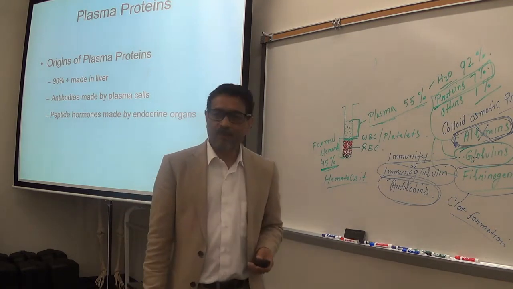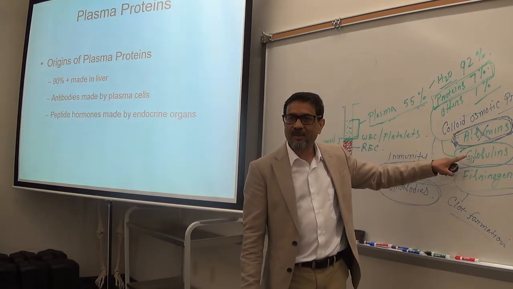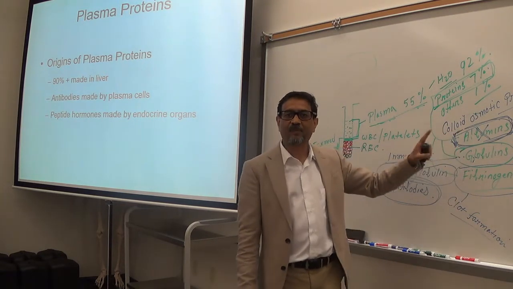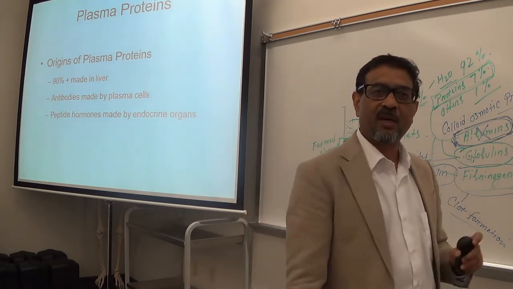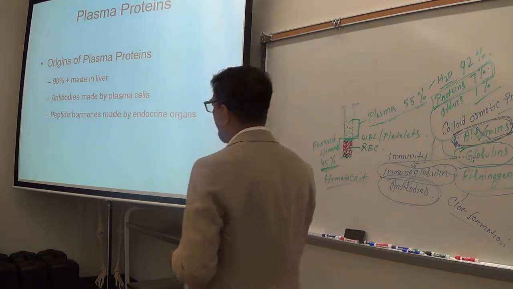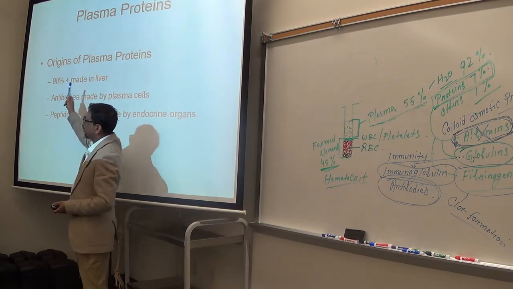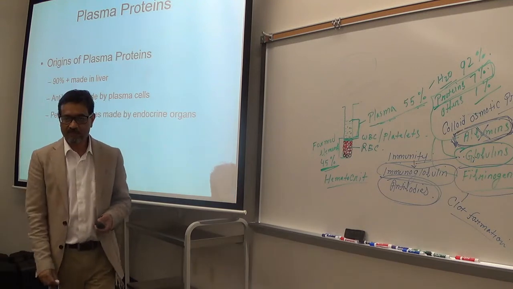Origin of plasma proteins. From where do these plasma proteins come? The synthesis of plasma protein mainly occurs in the liver, that I mentioned, right? You remember liver cirrhosis will cause decreased amount of albumin. So the liver produces more than 90% of plasma proteins.